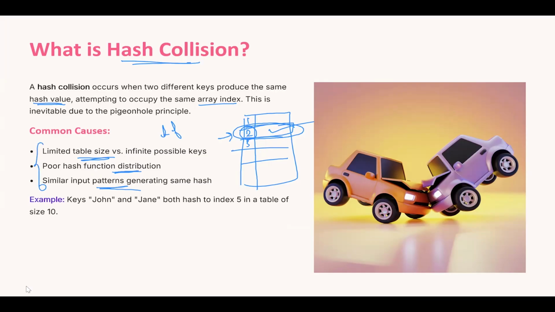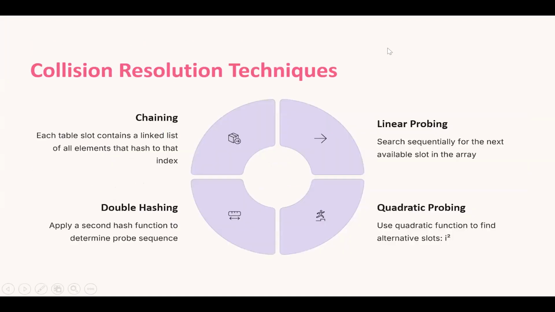Now, how do we get over it? There are multiple resolution techniques to overcome collisions. The first one is chaining, where each table slot contains a linked list of all the elements that hash to that index.